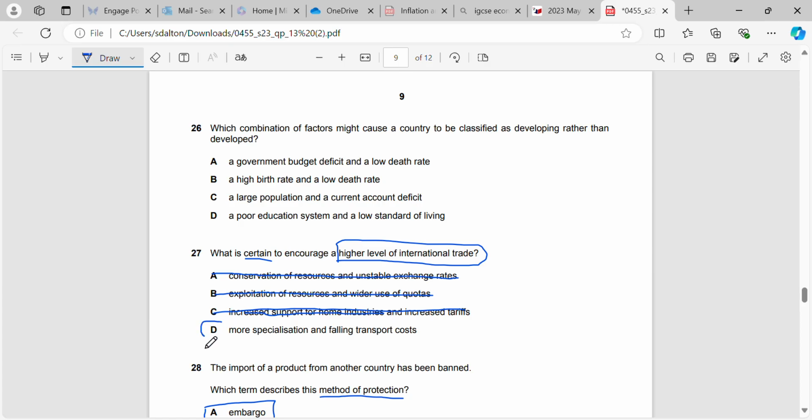However, if there's more specialization and falling transport costs, that means that we're going to become more productive and more efficient at making goods and services, and we're going to be able to get them to other countries at a lower price because of the falling transport costs. That will definitely encourage a high level of international trade. So D for question 27.